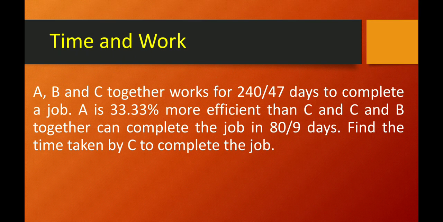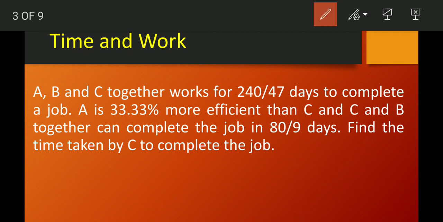Now move on to our next question. Okay, in this question it is said that A, B, C together work for 240 over 47 days to complete a job, and A is 33.33% more efficient than C, and it is also given that C and B together complete the job in 80 over 9 days.